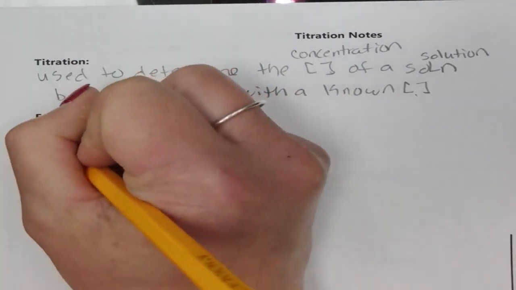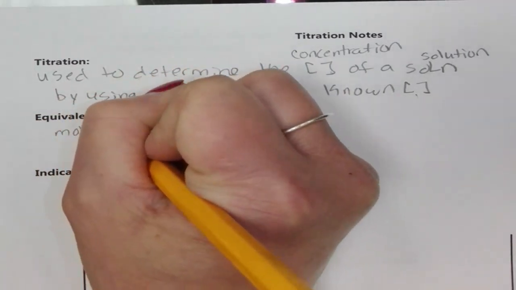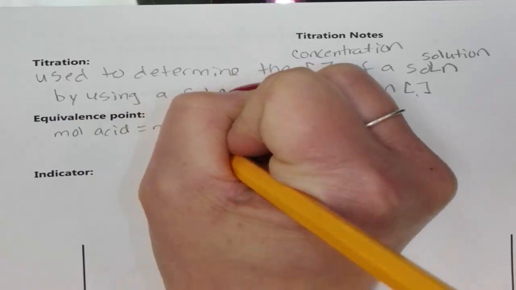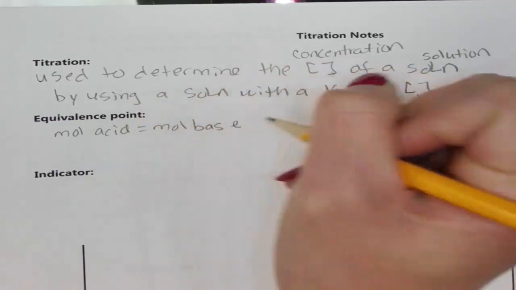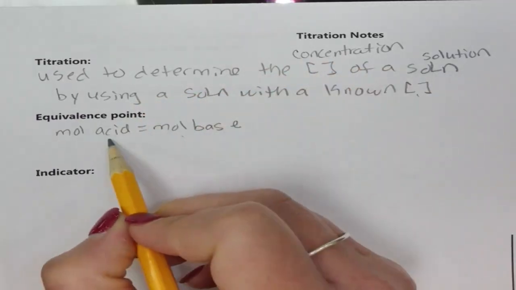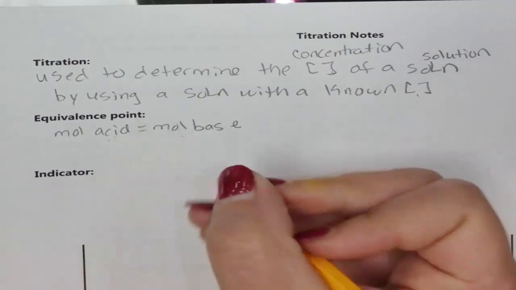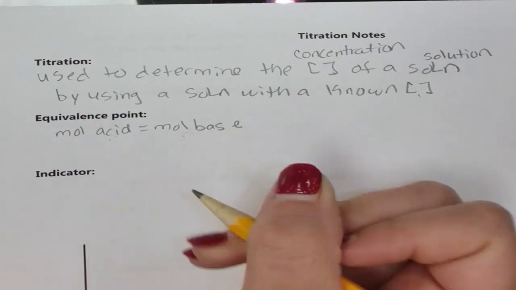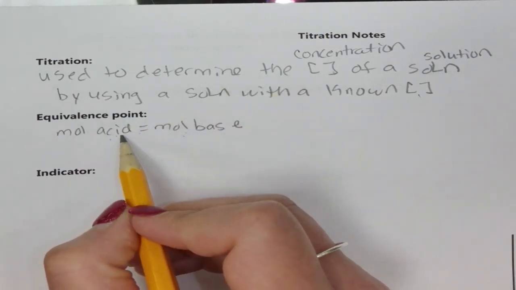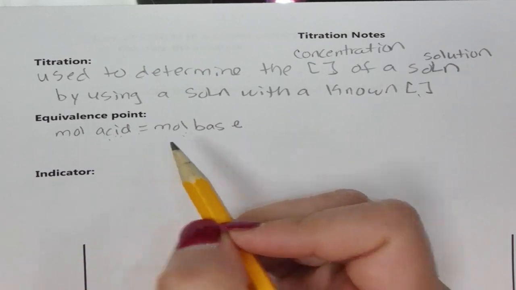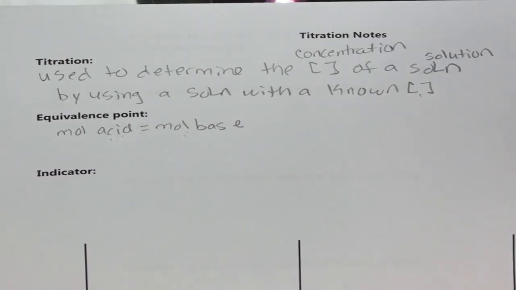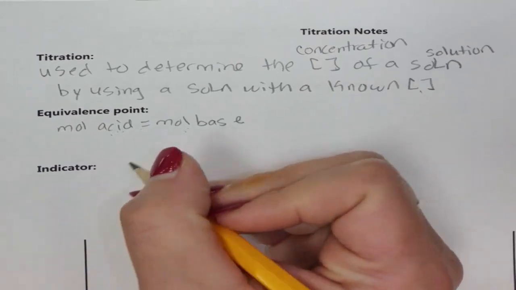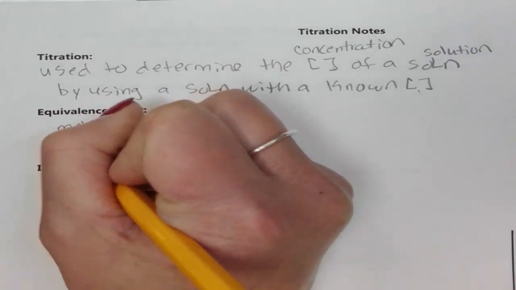Equivalence point. This is where the mole of the acid will equal the mole of the base. And it's important to remember here, these values when we say equal are not necessarily the same number. So it's not necessarily 2 moles equals 2 moles because we know that acids can be diprotic or triprotic, and we know that bases can have more than one hydroxide, like calcium hydroxide, for example, has 2 hydroxides. So it is a stoichiometric relationship.